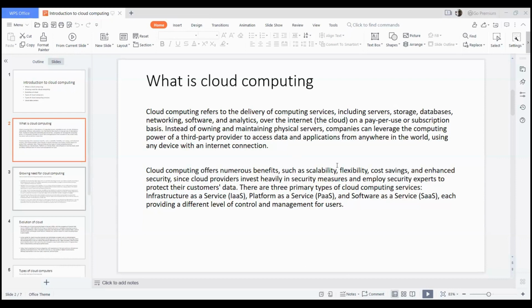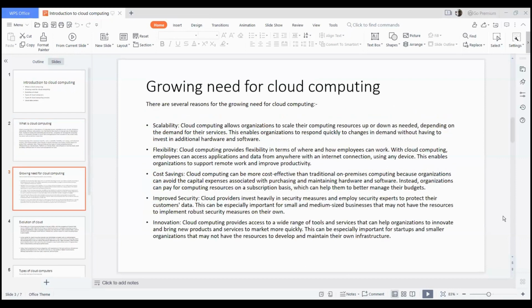What is the growing need of cloud computing? We have studied what cloud computing is exactly, but what are the reasons that we need it? First is scalability. This is a very important factor. Cloud computing allows organizations to scale their computing resources up or down as needed, depending on the demand of their service. If I need 100 GB of storage with physical storage, I buy a 100 GB hard disk, and if I am not consuming it fully, it is a wastage of money. But with cloud computing, I can buy only the services I need. If I need 1 TB, I can buy 1 TB. If I need 100 GB, I can buy 100 GB. It totally depends on my consumption.